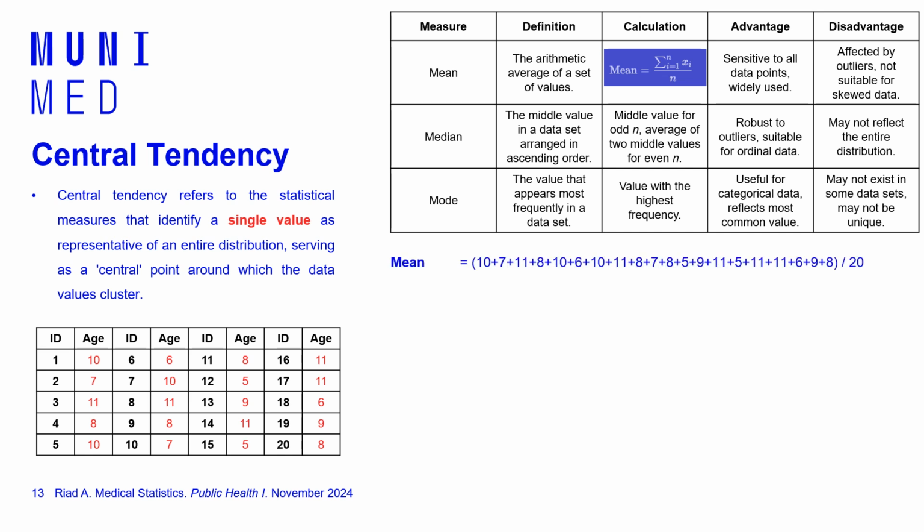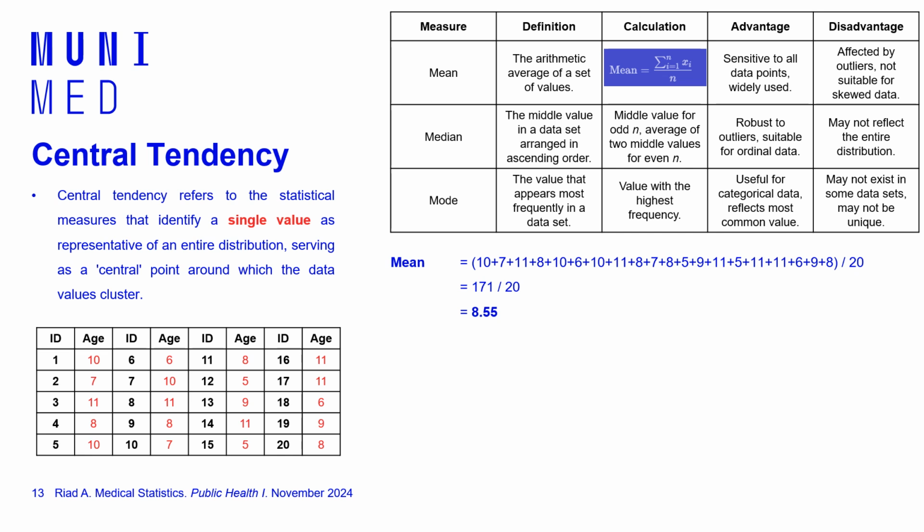This pretty much means this is the sum of all ages of all the children divided by the number of the children, and this was 20 children if you remember. In this case, the sum was 171 divided by 20, and this was 8.55 years old. So this is the mean.